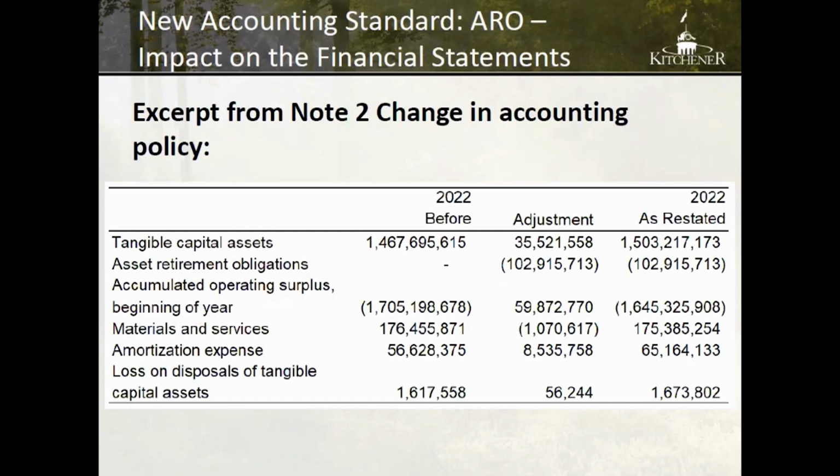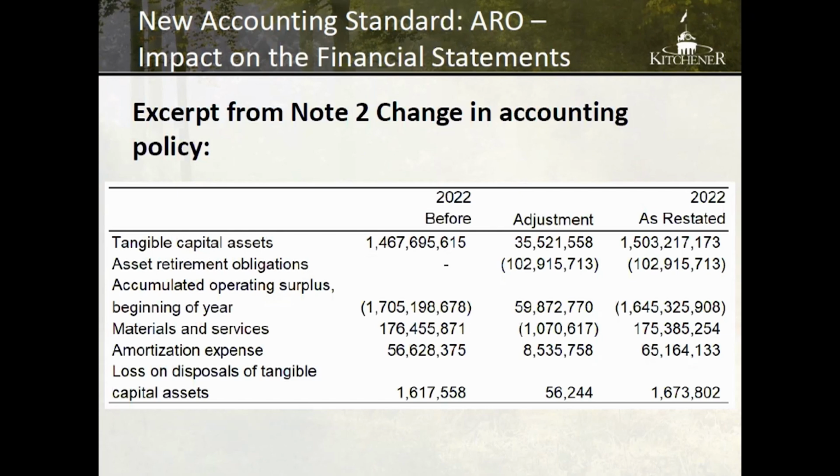This table is an excerpt from Note 2 to the financial statements and shows the impact of the implementation of the ARO standard on various accounts on the statement of financial position and the statement of operations. Kitchener applied the new standard using the modified retroactive approach, which means that comparative balances from 2022 were restated to reflect the impact of the standard. As you can see in the second row of this table, the largest impact was the addition of a liability of approximately $103 million as of December 31st, 2022.